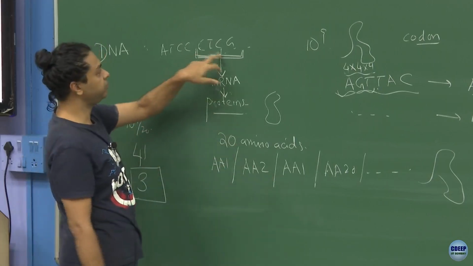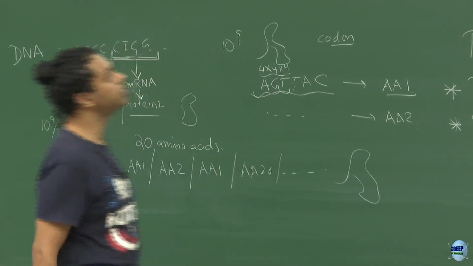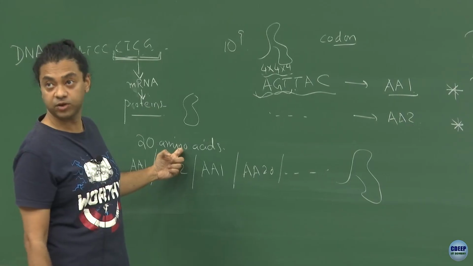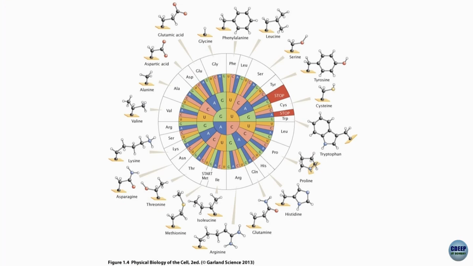So if you read CTC, that codes for some amino acid. Let me see, I think I have the table over here somewhere. I will go back to that animation. These are your 20 amino acids: glutamic acid, aspartic acid, alanine, valine, and so on. So there are 20 amino acids, and here are your sets of triplets. Because you have 64 possible codons and 20 amino acids, there is some redundancy built in, right? You can have many codons that code for the same amino acid.